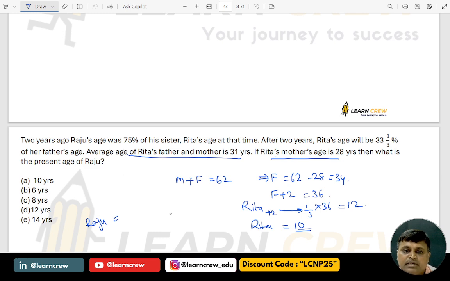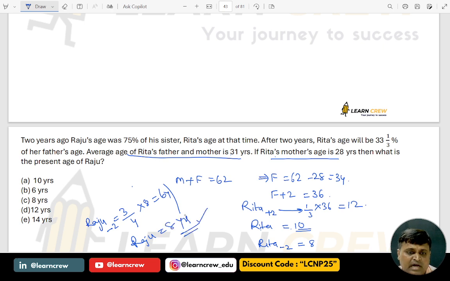And it is given that Raju's present age is how much? See, Rita's present age is 10. 2 years ago, Raju was 75% of his sister. So 2 years ago, Rita's age was 8. Raju 2 years ago was 75%, 3/4 of his sister, so it is 6 years. So Raju's present age is 6 plus 2, 8 years. So the answer is 8 years.